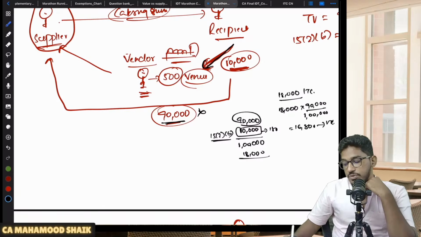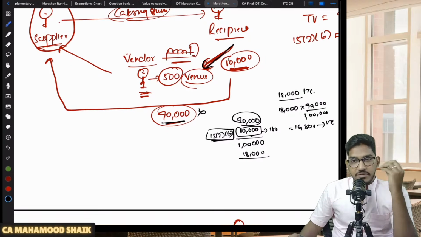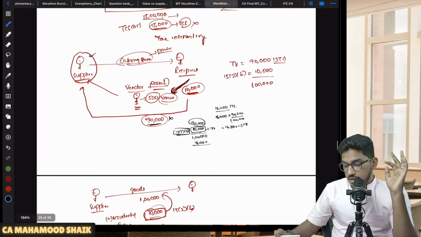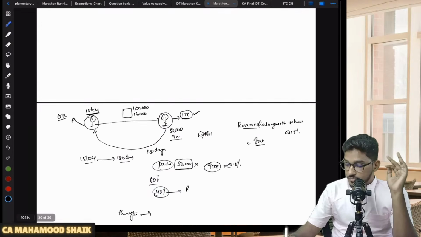So the ITC attributable to that 10,000 rupees which was added under 15 subsection 2 clause B need not be reversed, because for that the payment within 180 days condition will not become applicable. Understood? Right? Important point. Next.